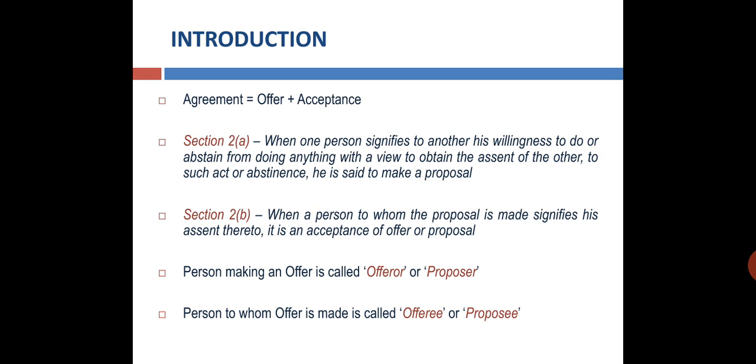This being the definition of offer, Section 2, Clause B of the Indian Contract Act defines acceptance as: when a person to whom the proposal is made signifies his assent thereto, it is an acceptance of the offer or proposal. The person who makes the offer is known as an offerer or proposer, and the person to whom the offer is made is known as an offeree or proposee.